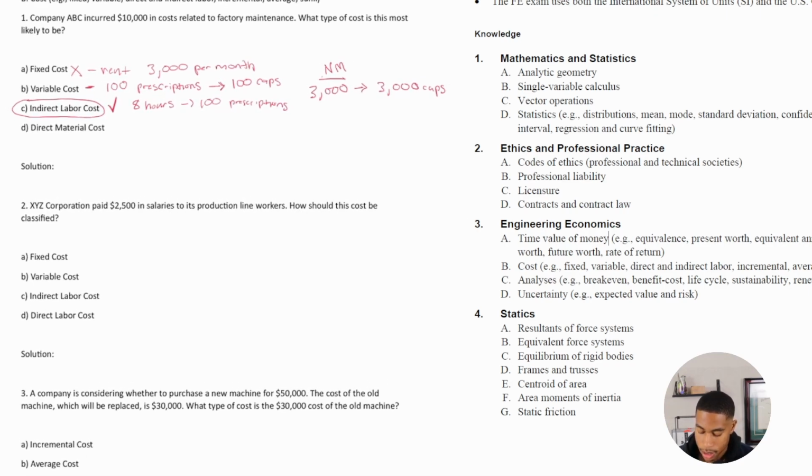All right. So number 2 says XYZ Corporation paid $2,500 in salaries to its production line workers. How should this cost be classified? Right. Okay. So we have fixed cost, which this could vary, right? This definitely could vary.